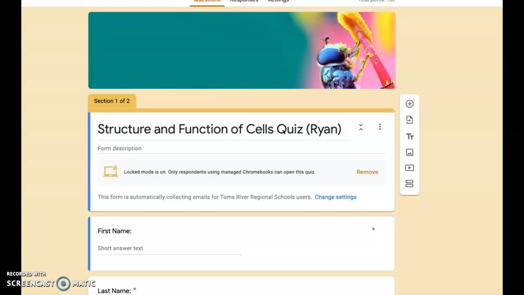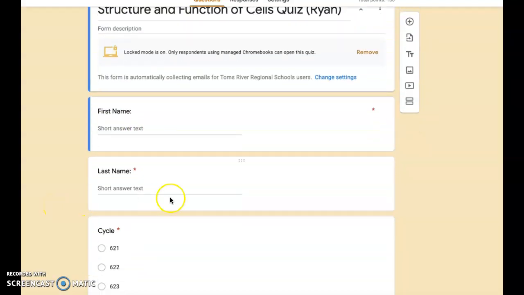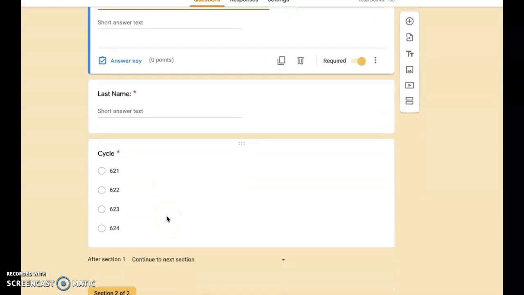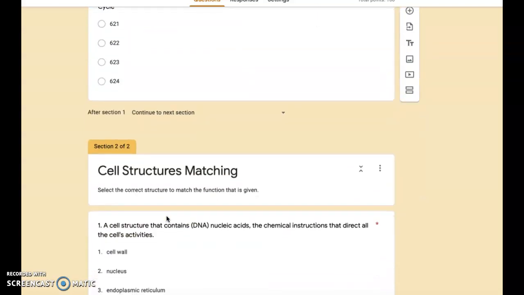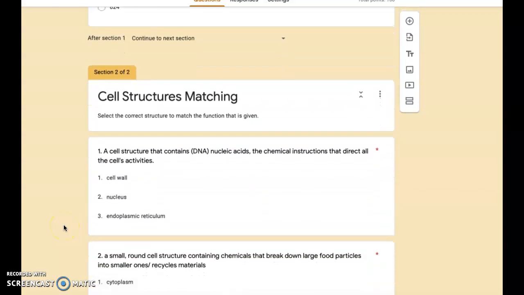Structure and function of cells quiz. First, type your first name in the box here. Next, type your last name in the box here. Now you will select your cycle number. Cell structures matching. Select the correct structure to match the function that is given.